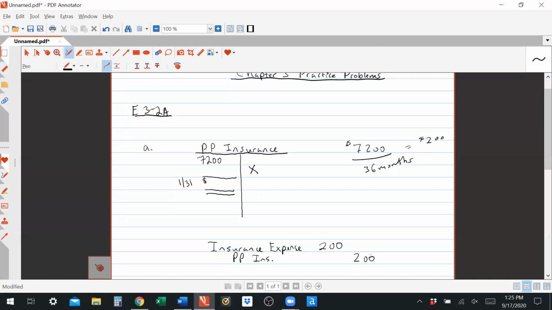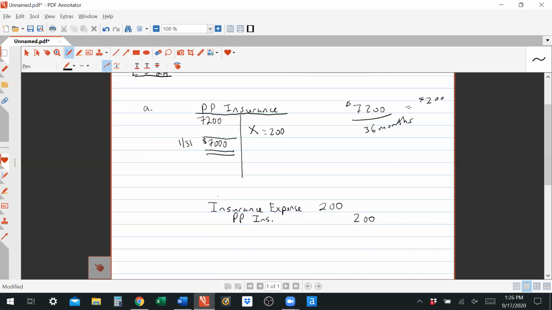So after 1 month goes by, our prepaid insurance account should only have 7,000 in it, because we've already used up 1 month worth of that 7,200, which was worth $200. We've been insured for that month. We can't be insured again for that month. The month's already over. So we have to reduce our prepaid insurance. And then our insurance expense, again, reflects the fact that we've incurred an expense. We've derived the benefit from using a resource, using an asset. That's the definition of incurring an expense.